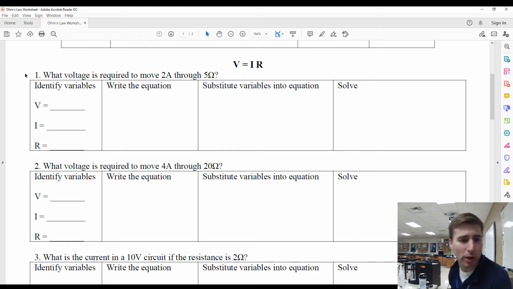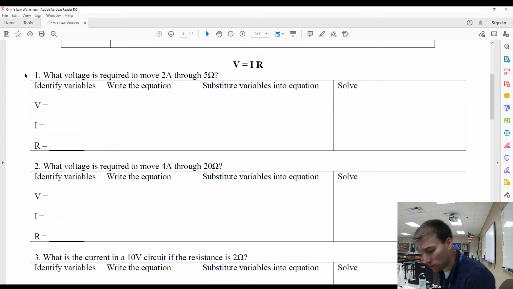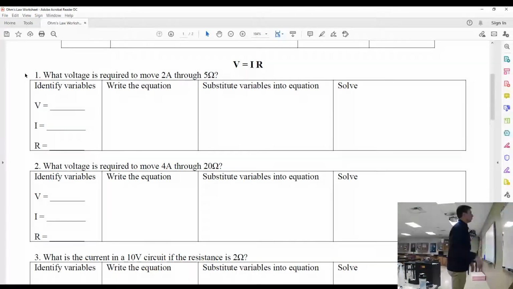What voltage is required to move 2 amps through 5 ohms? So we have a circuit with 2 amps of current and 5 ohms of resistance. I start by identifying what I need to know. I need to know my voltage at the end of this. It tells me in the question that I have 2 amps of current and my resistance is 5 ohms.